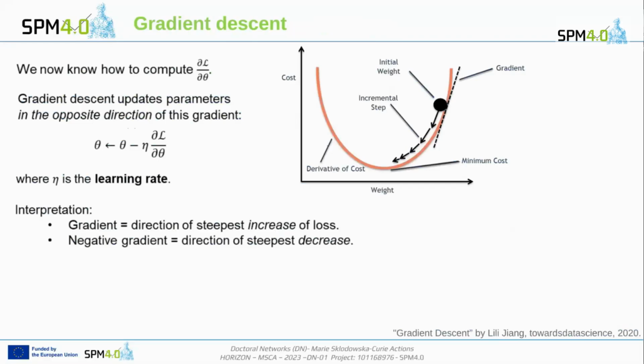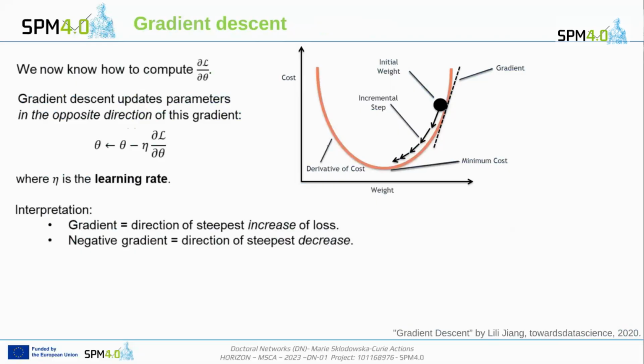So, as I just said, you can interpret this as the negative gradient, I should say. It's the direction of the steepest... No, it's correct, I read it wrong. Gradient is the direction of the steepest increase of the loss. Negative gradient is the steepest decrease in the loss.